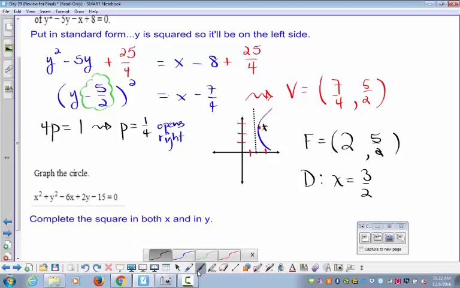Is that good for everybody? Any piece of it problematic?